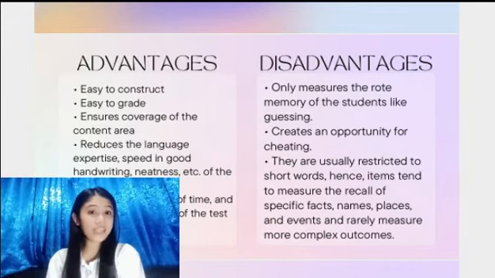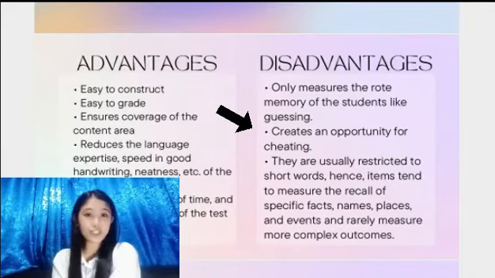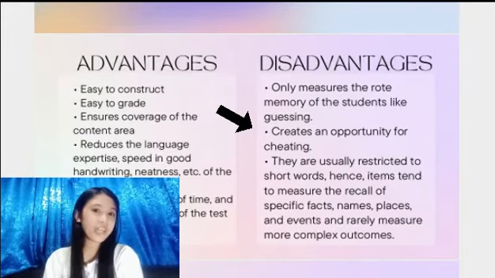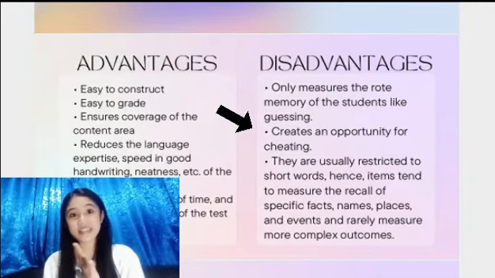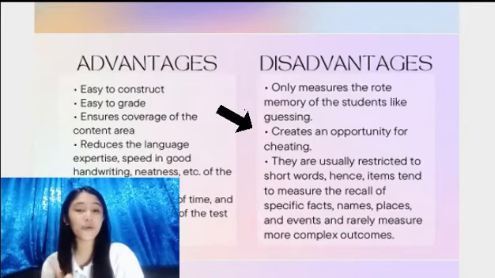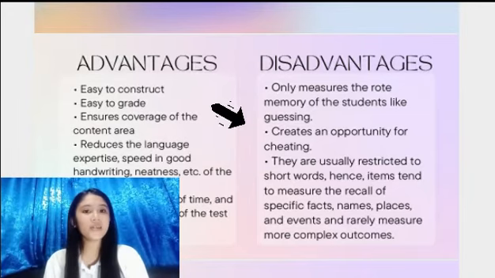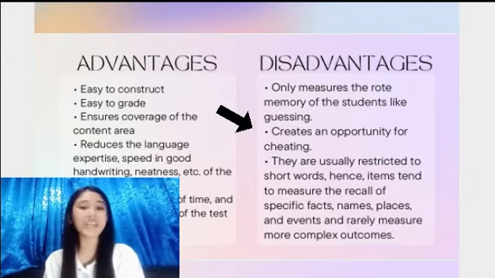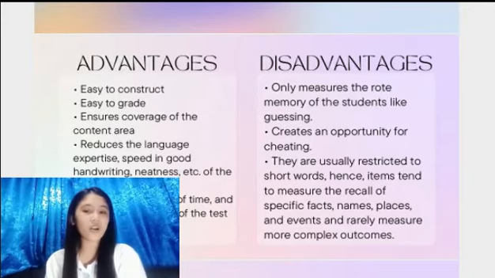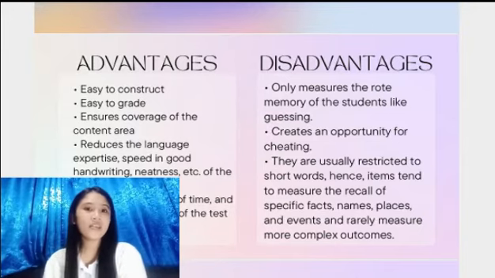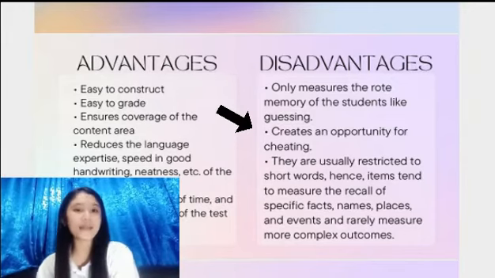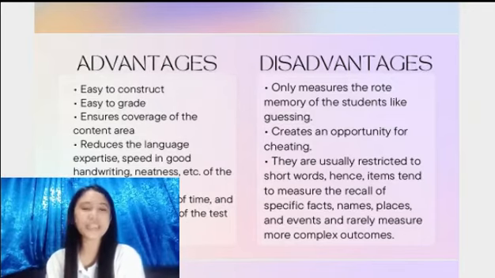The second disadvantage is it creates an opportunity for cheating. Yes, of course. Because in identification test, for example, when the student has already done the exam, it will be very easy for him or her to pass the answer to the next class for his or her friend. Because in identification test, it is very easy to memorize the answers when they are, for example, objects, flowers, astronomy. It is very easy to memorize and chat it on the messenger or write it on the paper and pass it around. So it creates an opportunity for cheating.